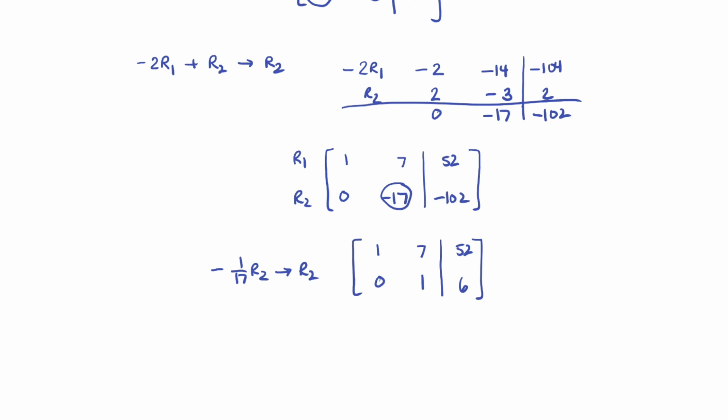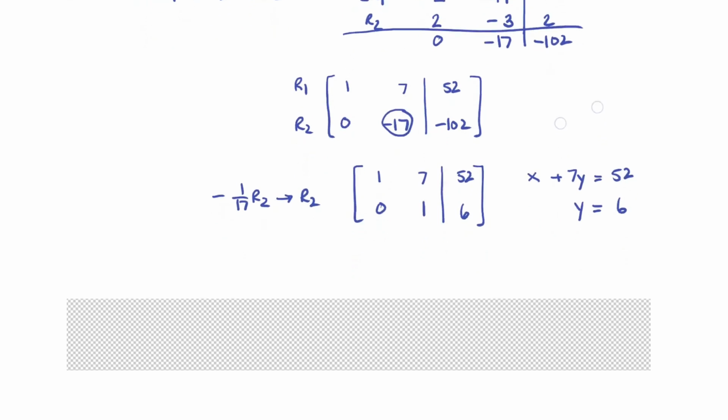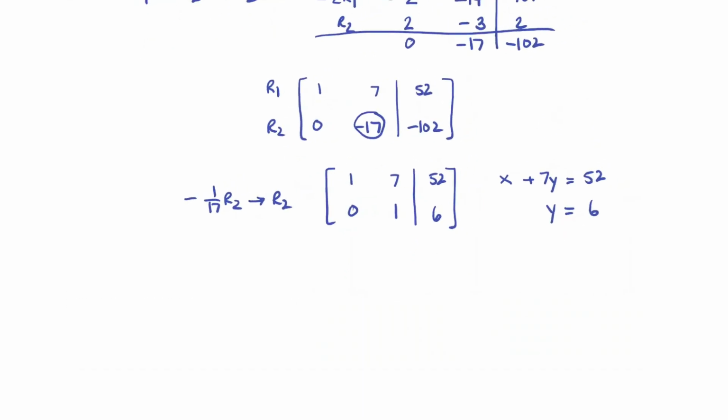Now let's translate these back into equations. We have x plus 7y equals 52 and y equals 6. So from here, we'll just back substitute the value of y into the first equation to find x. x plus 7 times 6 equals 52. x plus 42 equals 52, which means x equals 10.